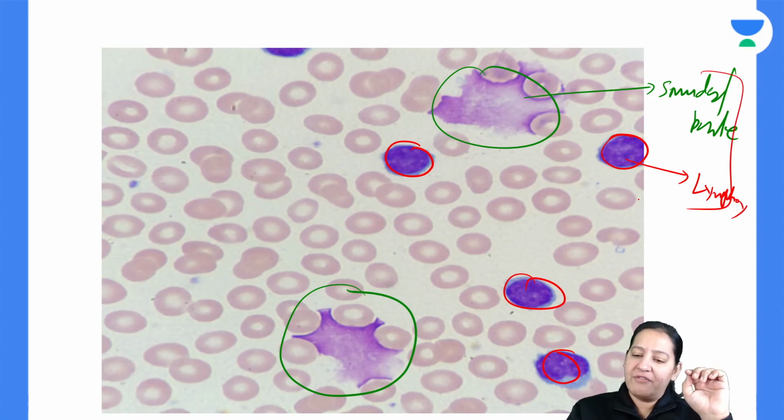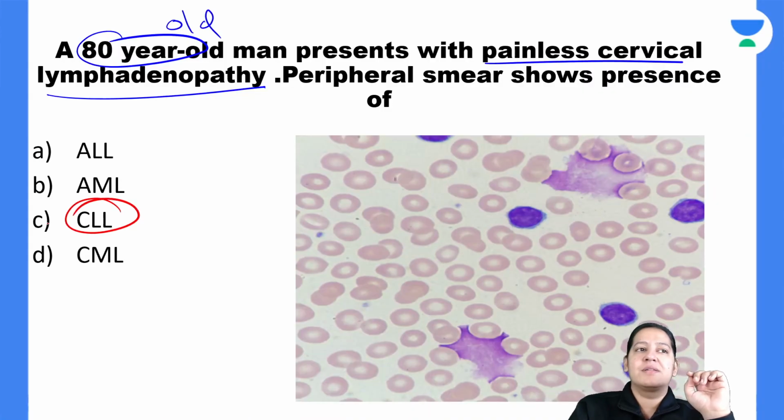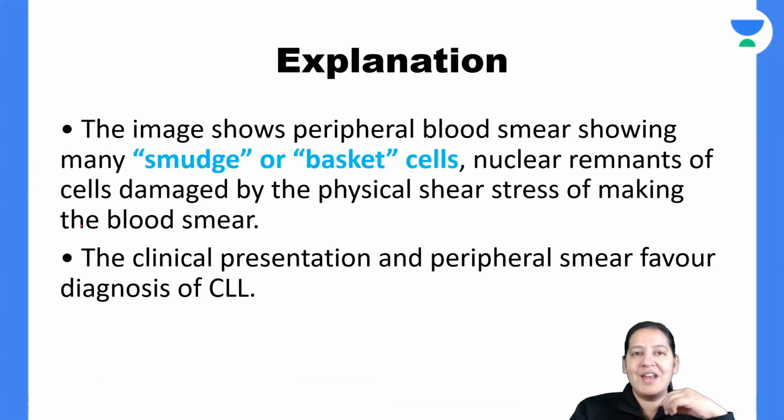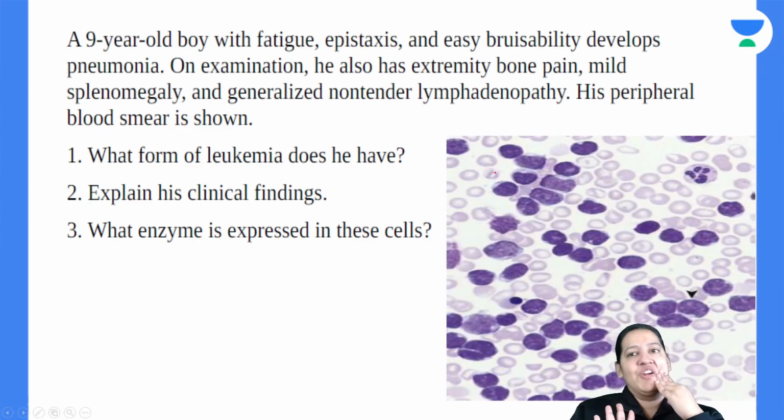So based on this, of course, the diagnosis is straightforward. It is CLL. So the correct answer here is CLL. Should I proceed to the fourth and last question? So smudge and basket cells I have taught you. This is the last question in front of you. You all can see. A very beautiful question.